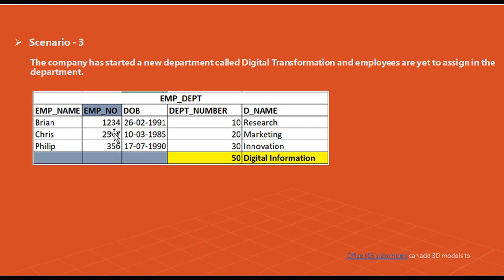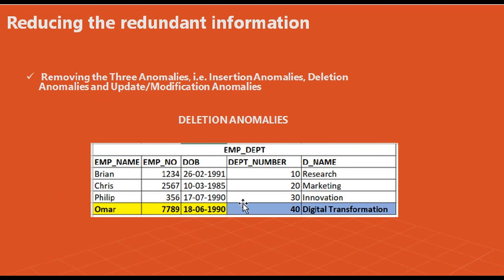This is the deletion anomalies. Now look carefully at this relation, this is also the employee department table. It's the same table that I used to explain the insertion anomalies. So let's consider this scenario. Omar has left the company, so the company needs to update the tables accordingly by deleting Omar's information. This is a very common scenario, that a particular employee resigns from the organization, so the company needs to update the database accordingly. Now let's say Omar was working in the digital transformation department. Now as he has resigned, the company needs to remove his information.